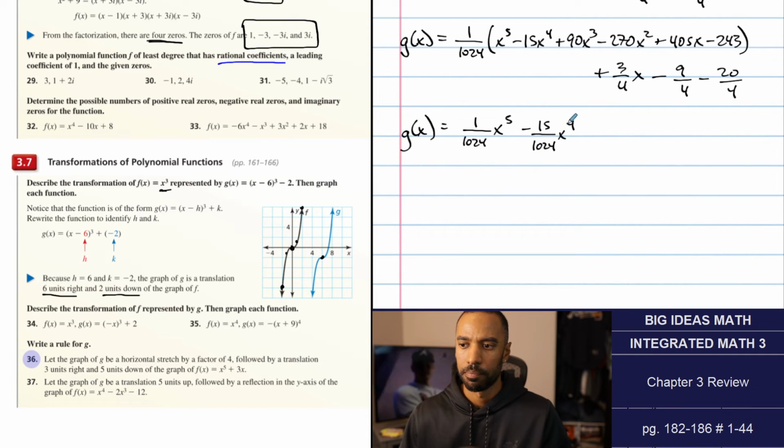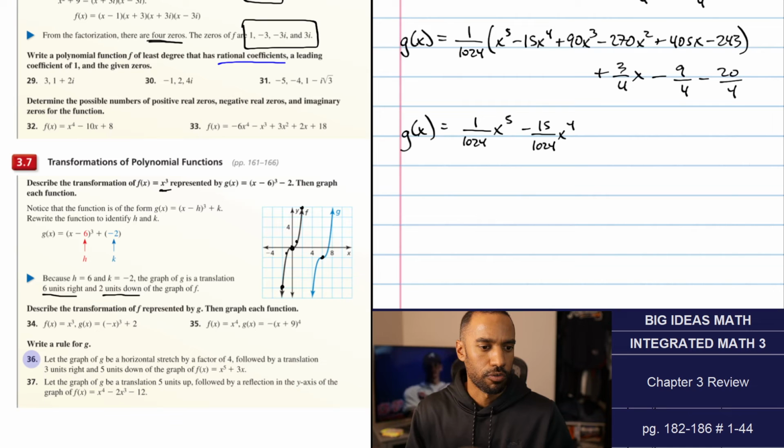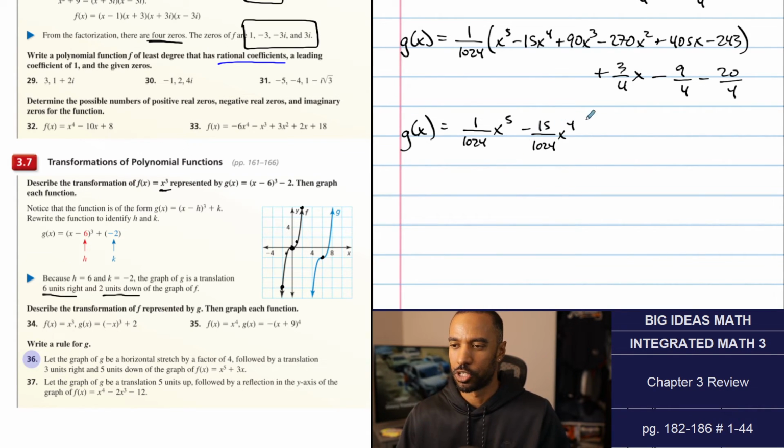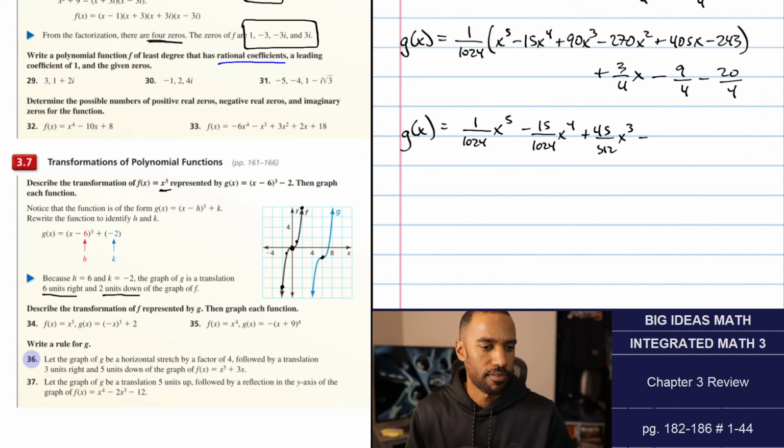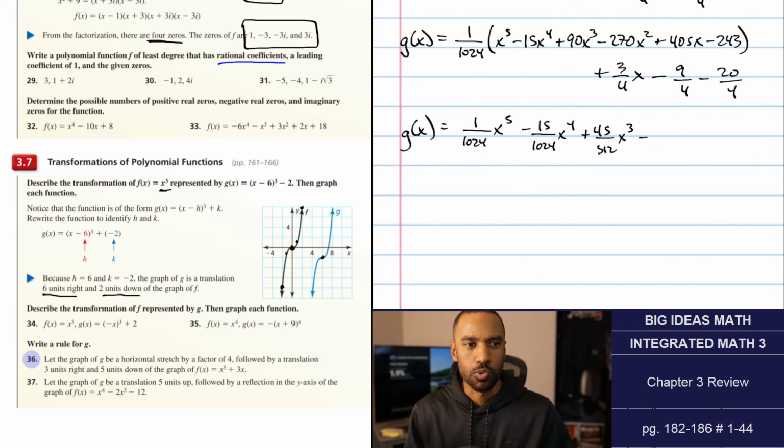x to the 4th. Now 90 over 1024 should be able to reduce because I was thinking 1024 could divide by 3. Now I realize it can't. But these can at least divide by 2. So this is going to be 45 over 512 x cubed. And then minus, let's try 270. That's 135 over 512, so 3 times bigger. That makes sense. 405.